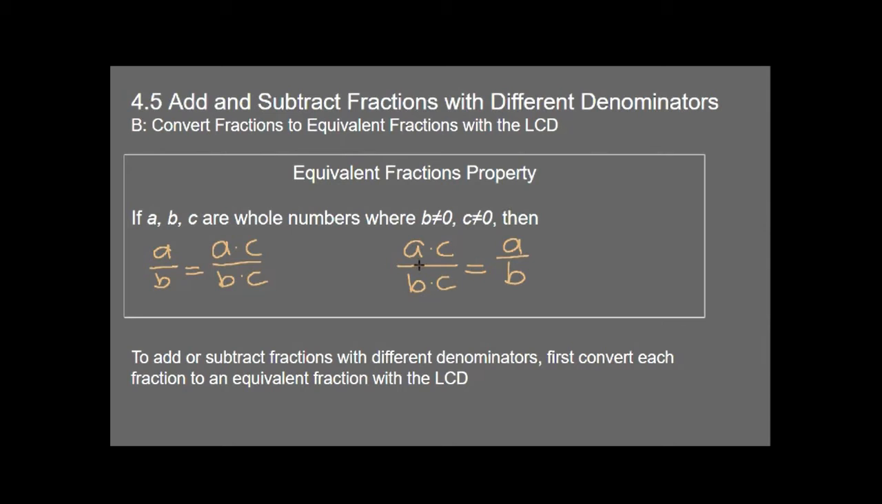You can either divide the top and the bottom by the same number to get an equivalent fraction, or you can multiply the top and the bottom by the same number to get an equivalent fraction. So to add or subtract different fractions with different denominators, first convert each fraction to an equivalent fraction with the least common denominator. Okay, so the first thing you have to do is find the least common multiple of the denominators and then convert the fractions so that they each have the least common denominator.